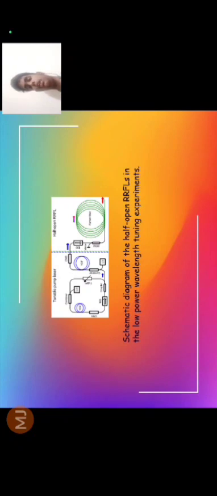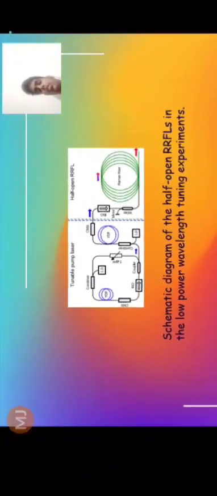This is the schematic diagram of the half open RRFL in the low power wavelength tuning experiment. The tunable pump laser consists of a container, couplers, isolators, a temperature controller, and LEDs. Then it is connected to the half open RRFL. This is the Raman fiber, isolator, and WDM.